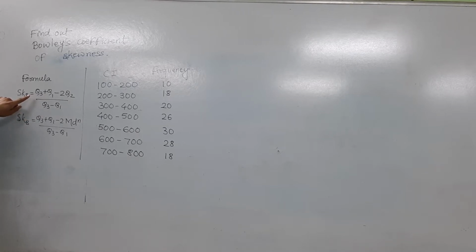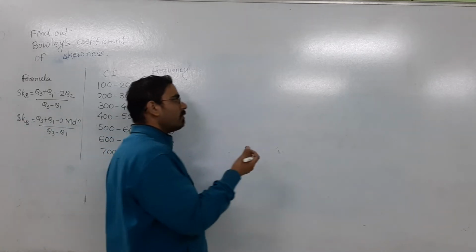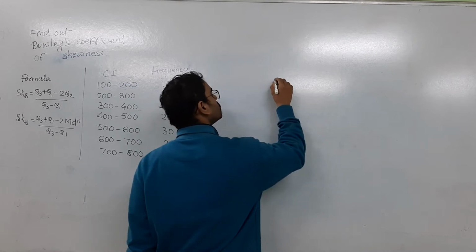These are quartiles. We'll see how to find the quartiles. Q2 is nothing but what? Q2 is also called the median. In the same way, we have to calculate all these three values Q1, Q2 and Q3, and after putting all three values in the formula, we will get the coefficient of skewness. So let's see what the formulas for Q1, Q2 and Q3 are.